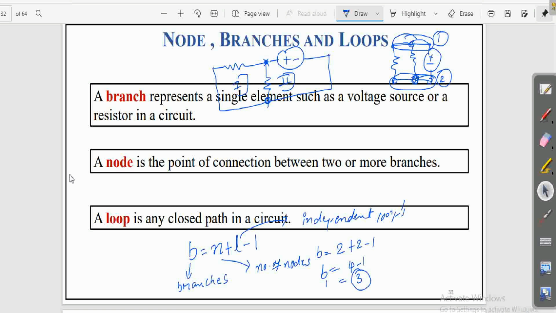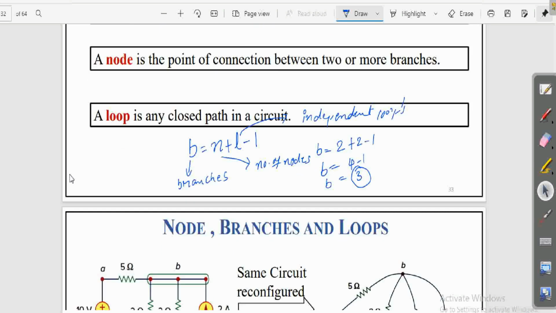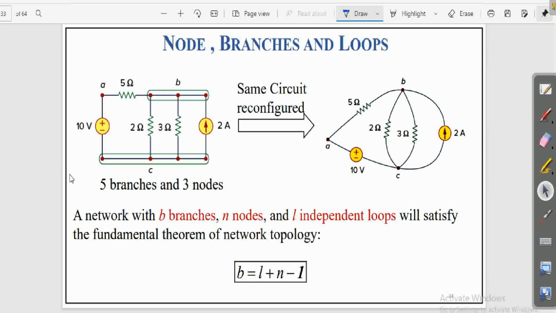So whether it is giving equal answers? Yes. So here we are having 3 branches: first branch, second branch and third branch. Totally 3 branches are there. So a node is a point where 2 or more branches are connected, and a loop is a closed path in a circuit. Let us see one example here.